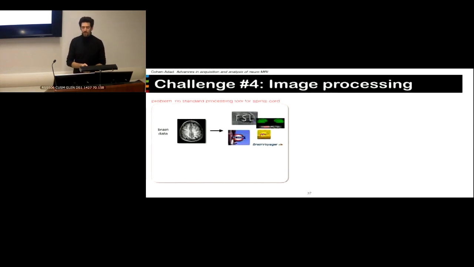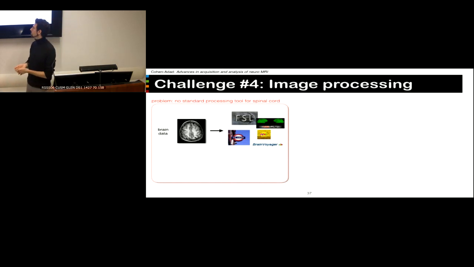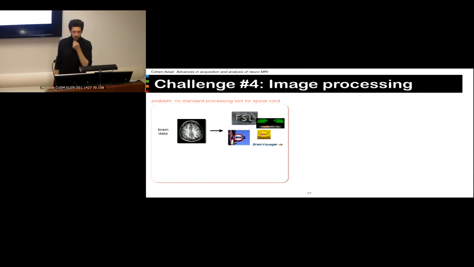Challenge number 4. I mentioned those tools to compute the segmentation of the spinal cord. So that relates to image processing. There have been a lot of developments for brain quantitative MRI data from the UCL group, the Oxford group, NIH, MGH in Boston to basically process QMRI data of the brain. But so far there has not been a clear software package for processing spinal cord data.